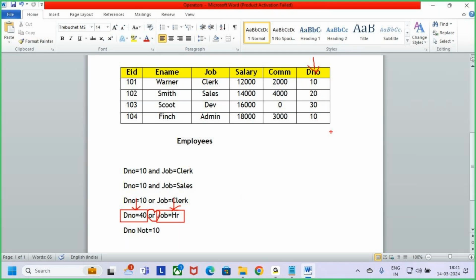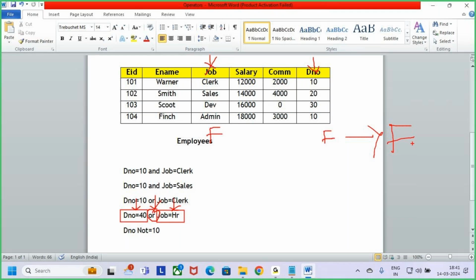No, the first condition is false. Now second condition is what? Job is equals to HR. Under the job column, I'm having the job is equals to HR. No, the second condition is also false. If both the conditions are false, then what is the output in the OR operator? The output is also false.